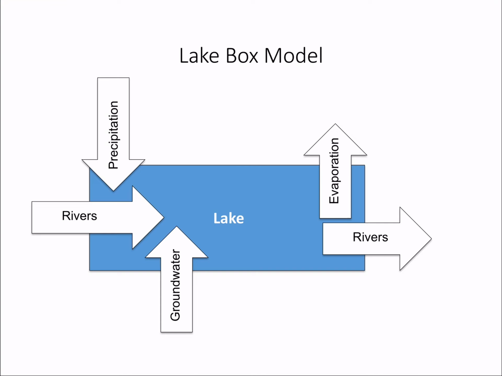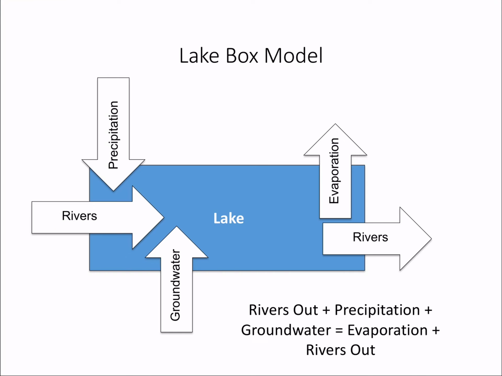So we can make this into an analytical model where we set all of the sources of the lake on one side of an equal sign and all of the sinks leaving the lake on the other side of an equal sign, and we basically add them up to figure out a term that we don't know. For example, that would look like this: rivers in plus precipitation in plus groundwater in is equal to evaporation and rivers leaving the lake.